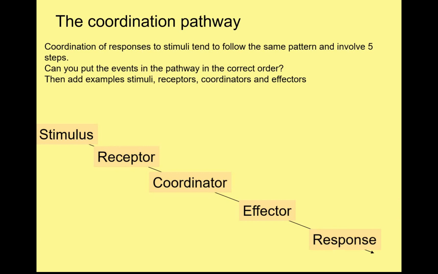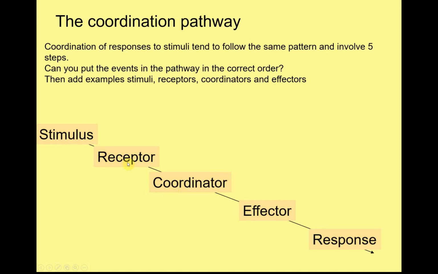Okay. Make sure you've got that in the correct order. Maybe add some notes underneath in your box about what the stimuli might be, what the receptors might be, so repetition from last lesson, what your coordinators are, what your effectors are. Obviously the response will depend on the stimulus. So that's specific, but you could annotate underneath all of these.